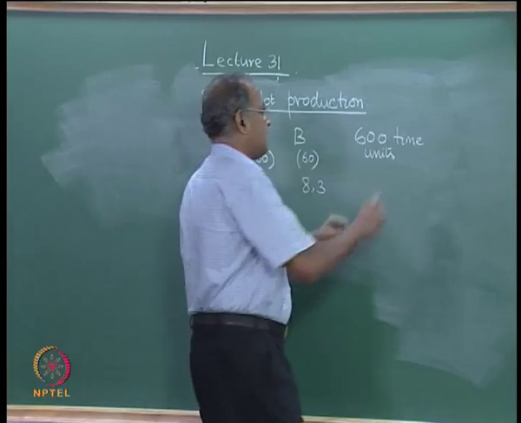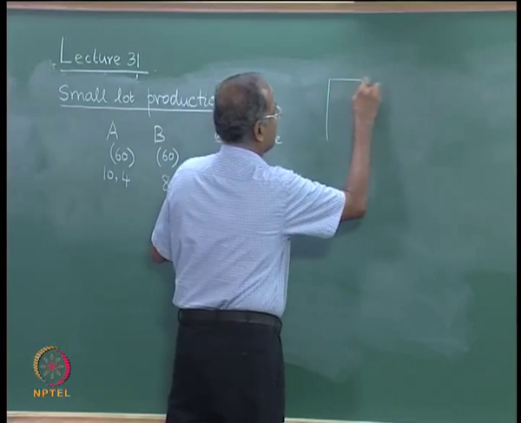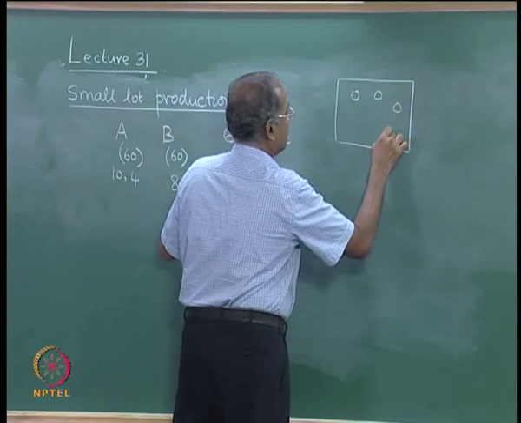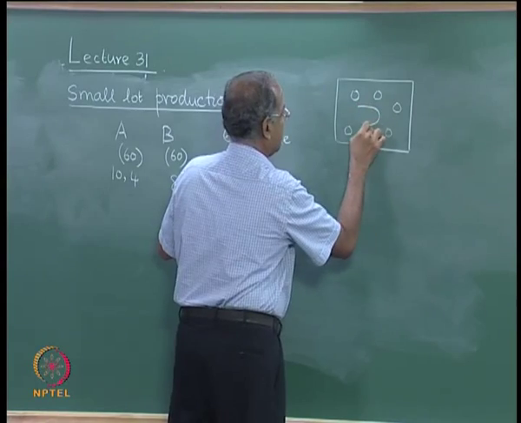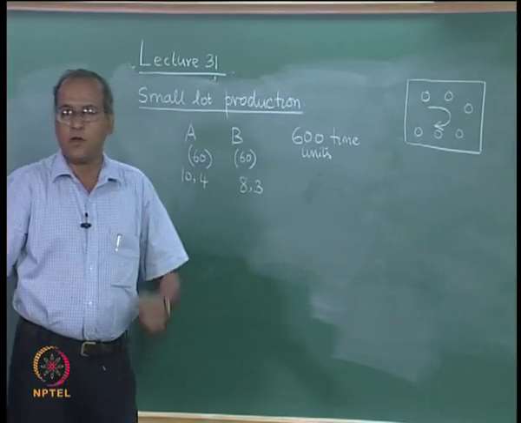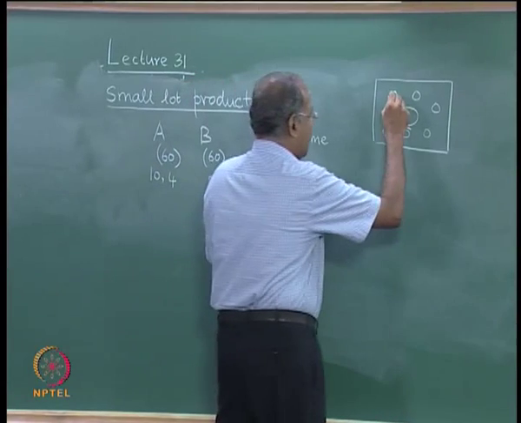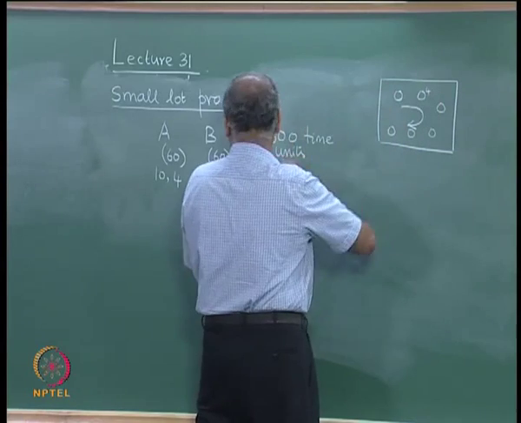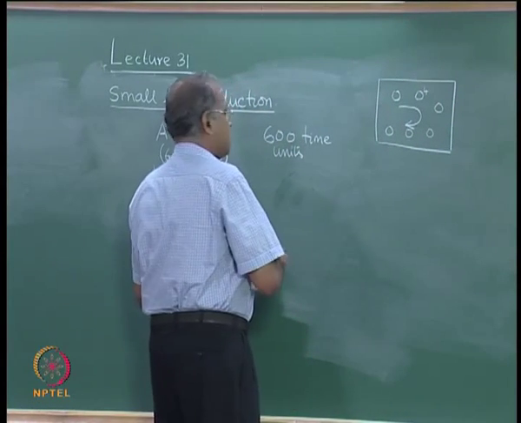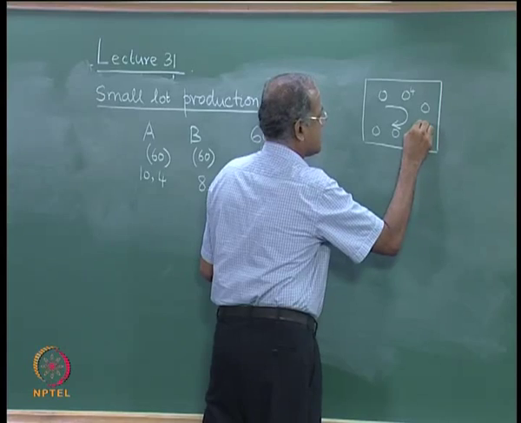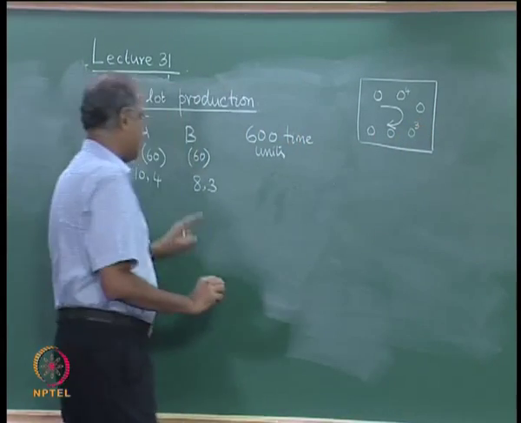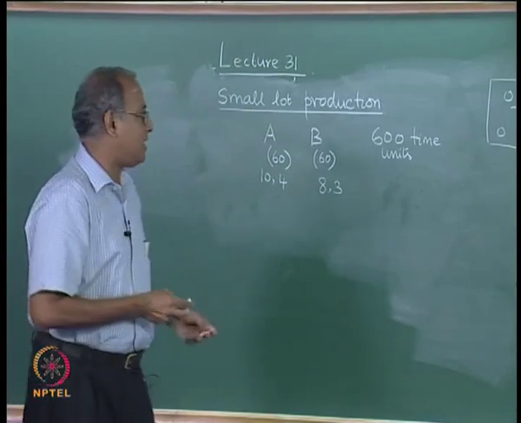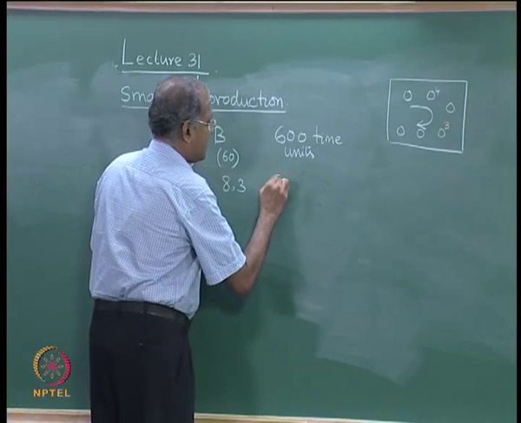So, we could assume that there is the cell, there are multiple machines, there is unidirectional flow. So, when it is making A, the sum of the individual times is 10 and the maximum is 4, whereas when it is making B the total is 8 and the maximum is 3. So, this is written as 8, 3. The changeover time from A to B and B to A is 20 minutes.